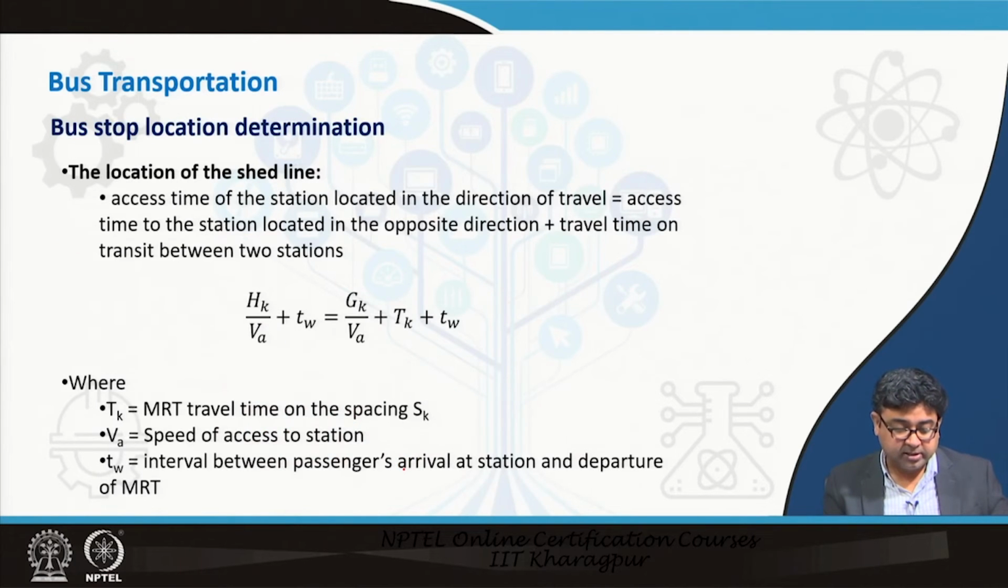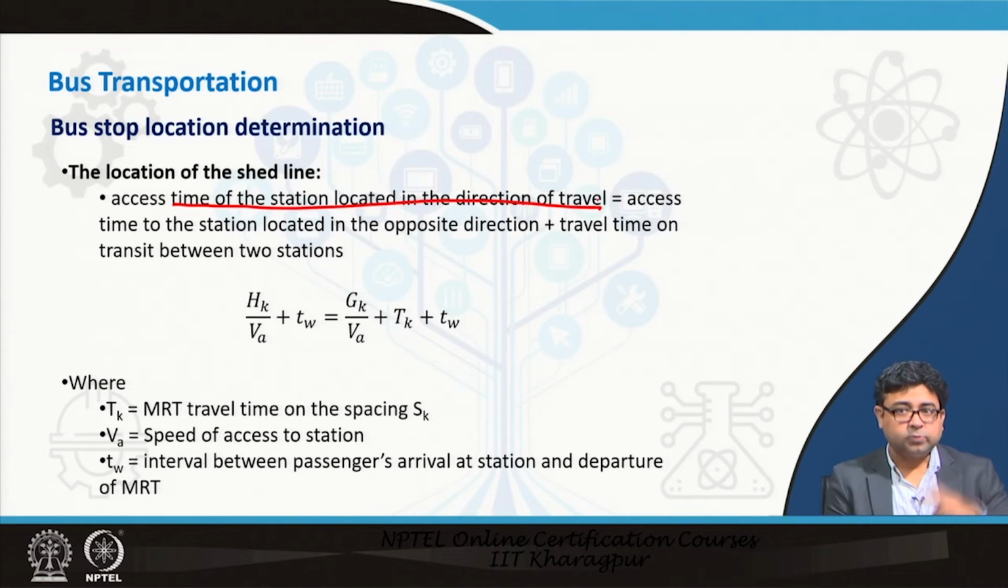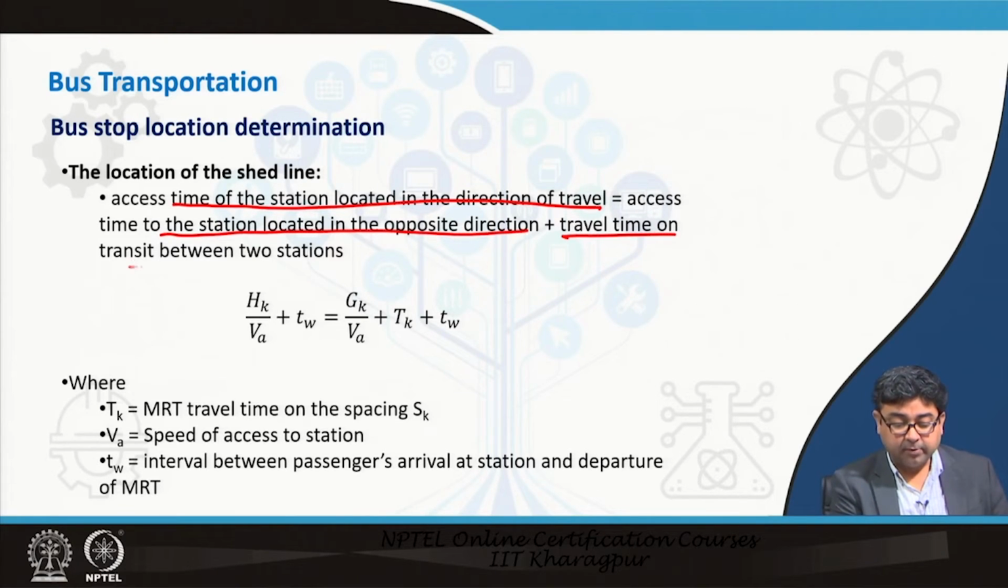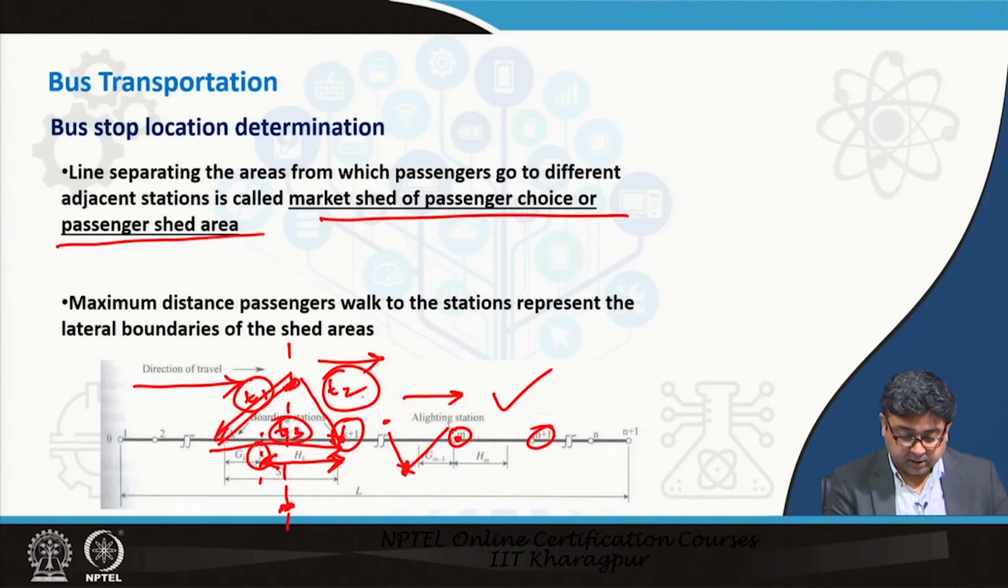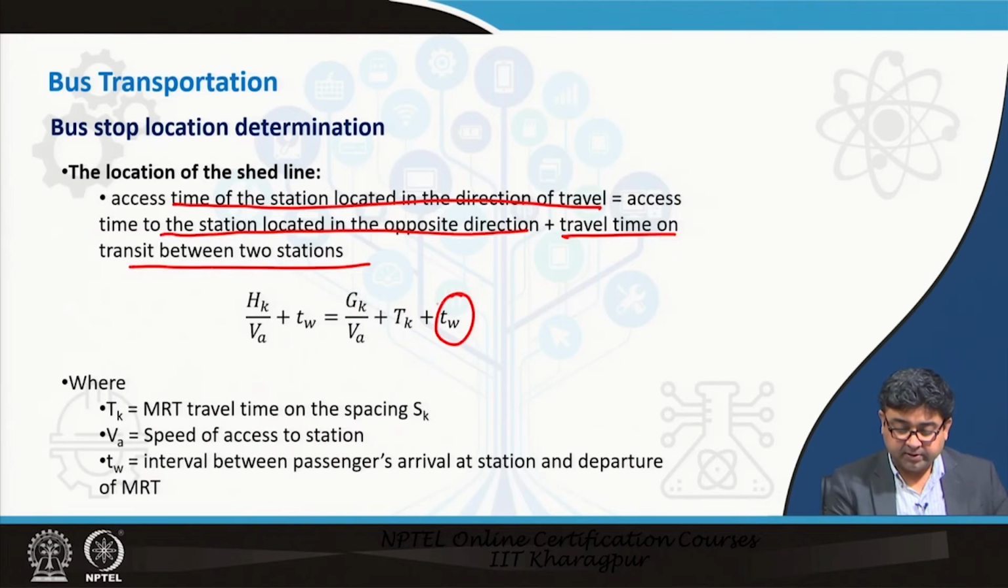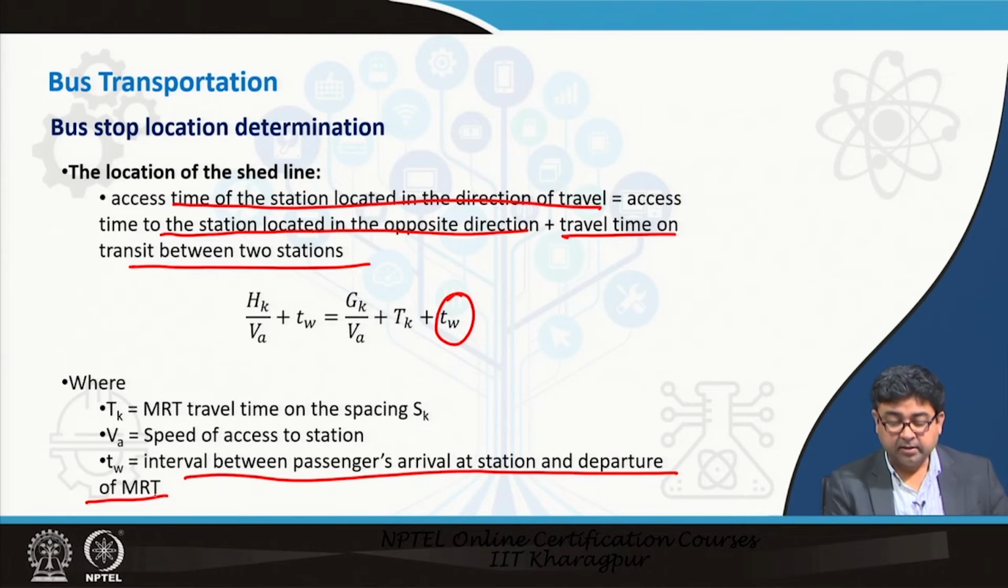Now, if you remember that concept, what is happening is the access time to the station located in the direction of travel, k plus 1, is equal to the access time to the station in the opposite direction plus the travel time on the transit between the two stations, right. As I said, you would rather take T2 rather than taking T1 plus T3. So this T3 is the interval between the passenger's arrival at the station and the departure of the vehicle, which is the wait time at the previous transit stop.